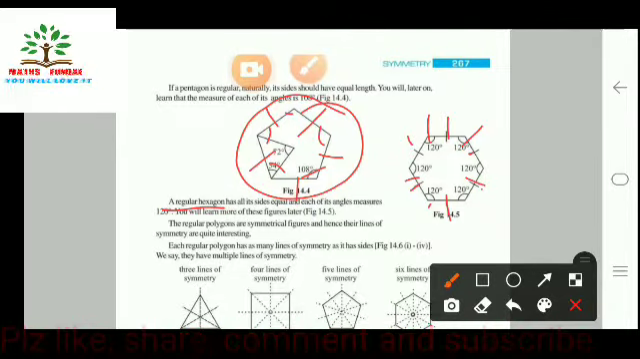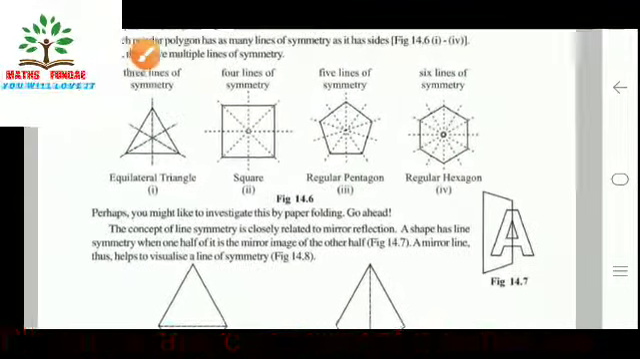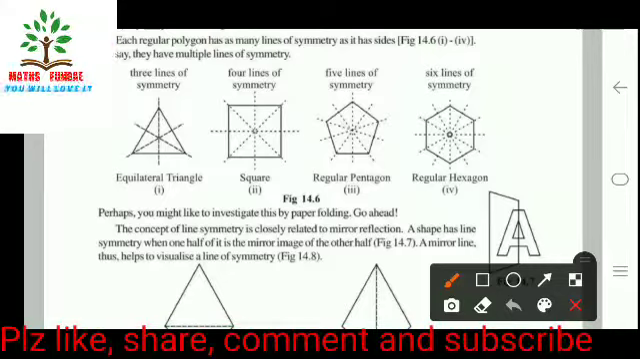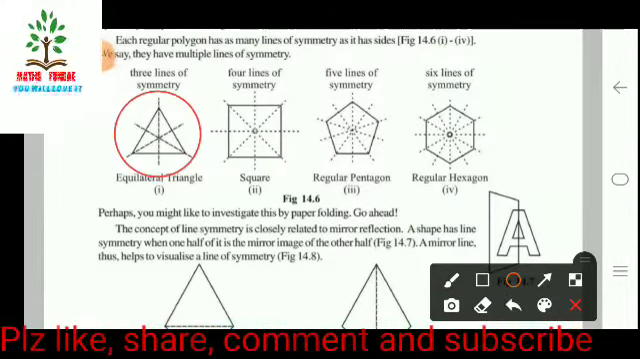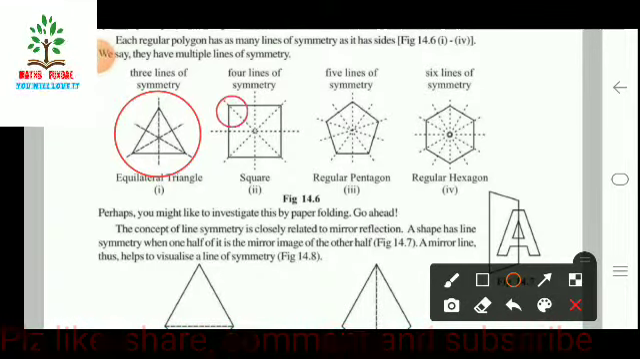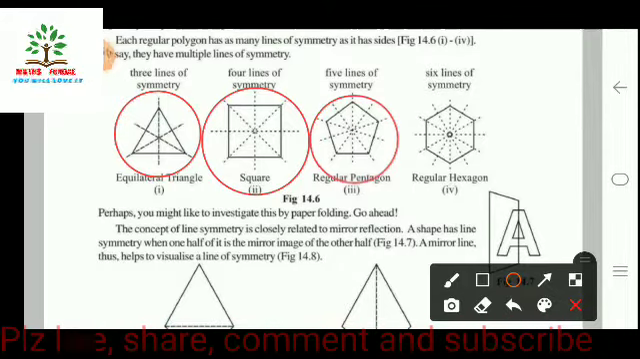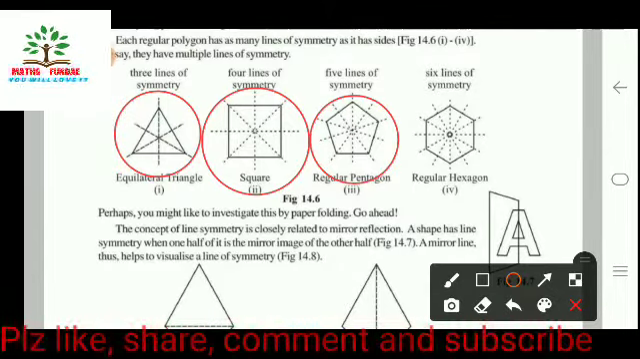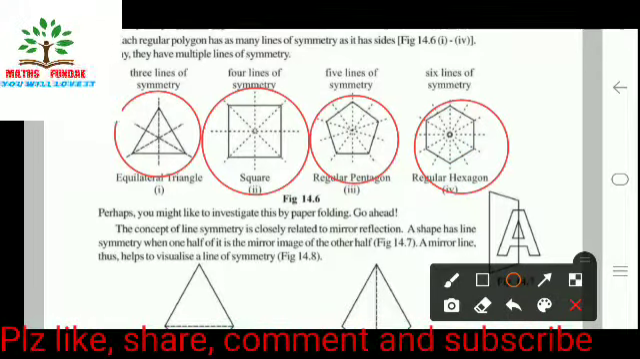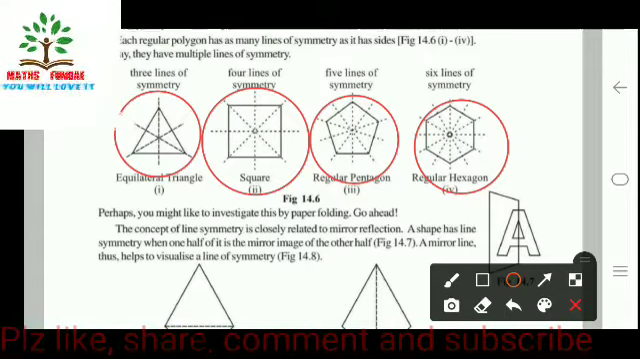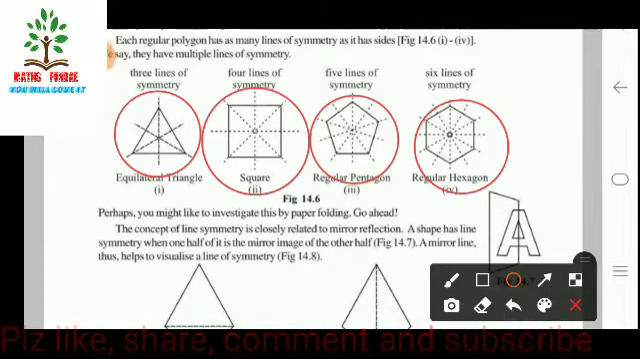Now about the lines of symmetry: an equilateral triangle has 3 lines of symmetry. The square has 4 lines of symmetry. The pentagon has 5 lines of symmetry, and the regular hexagon has 6 lines of symmetry. It means that for a regular polygon, the number of sides the figure has is the same as the number of lines of symmetry it has.